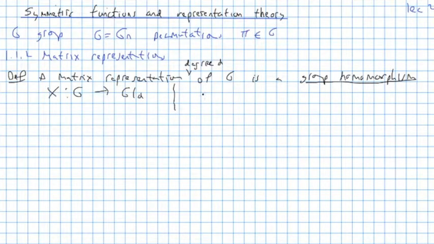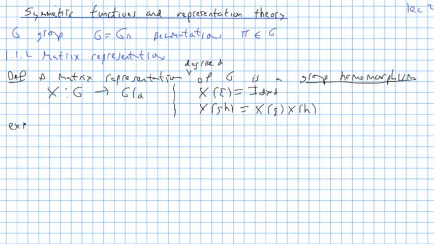This is equivalent to the following. It means that this map sends the identity element of the group to the D by D identity matrix, and if I have the product of two elements of the group, the associated matrix is the product of the respective matrices of G and H. Okay, so this is equivalent. So I think we started to see some examples of this.